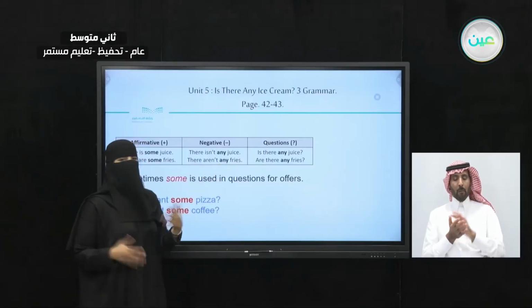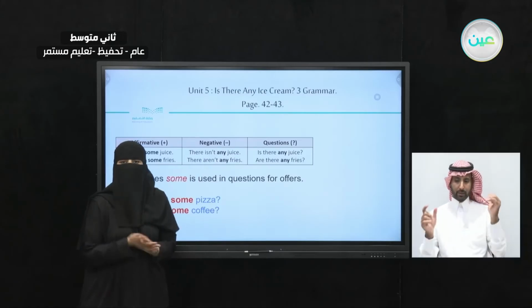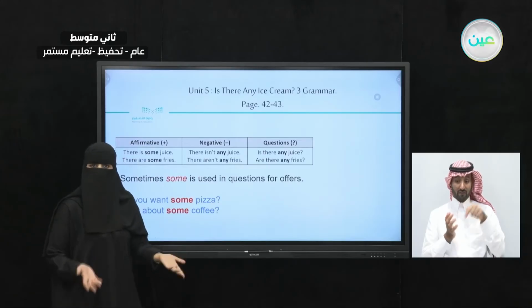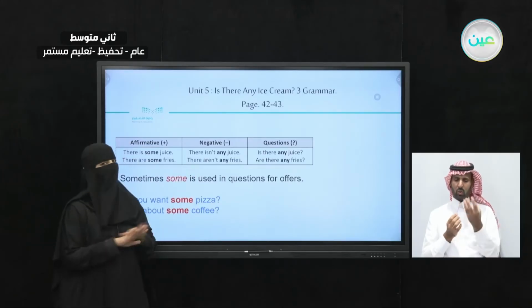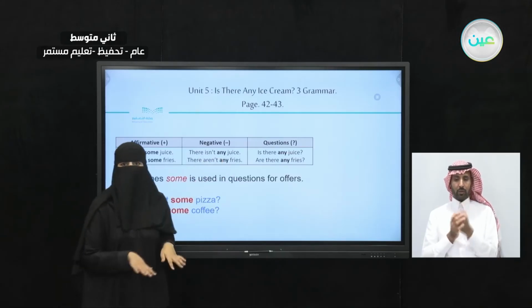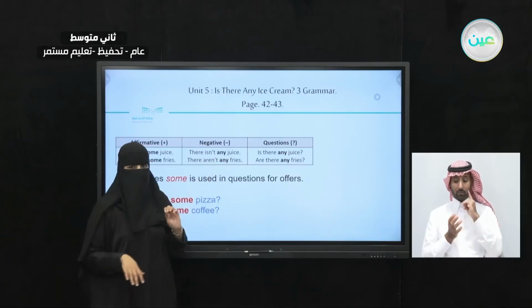So here, it's a negative statement. We don't have it. Unlike here, there is some juice. We know there is some juice, but there aren't any fries. So for the negative, we're using any.